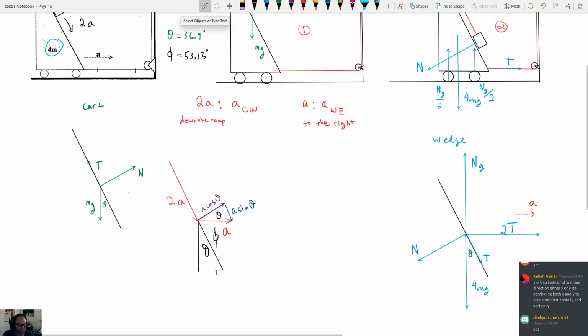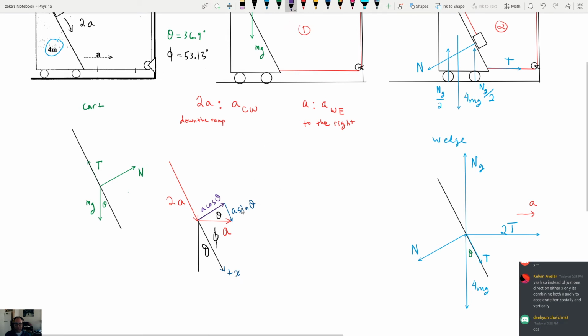All right, so here's what I'm going to do. I told you that you always want to pick the direction of your acceleration to be positive, right? And we can see that the block is basically accelerating downwards from this picture, but it's also accelerating that way, up and to the right. So we're going to make our axes just like that. We'll call this the positive x direction.